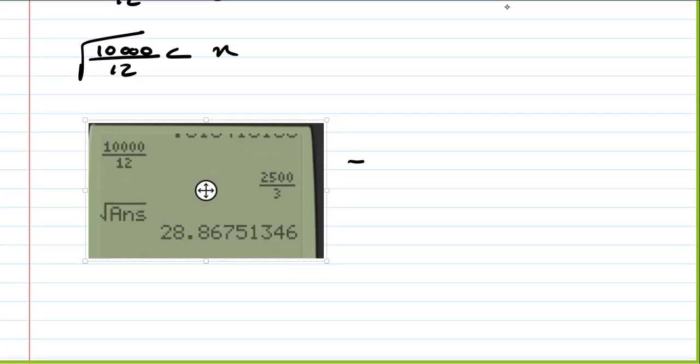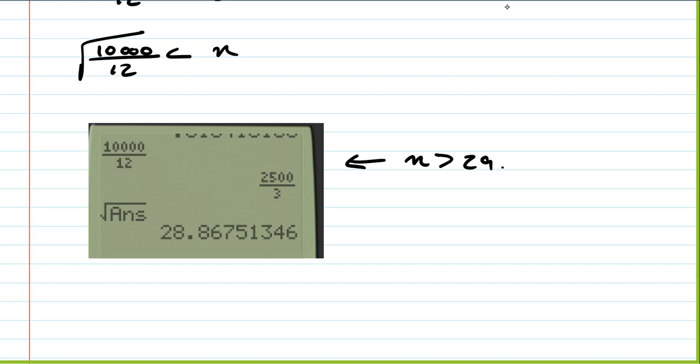So since n is discrete, n has to be greater than that value, because you can't have 0.8 of a rectangle. That doesn't make sense, right? So you'd always have to round up, the ceiling of whatever you get. So we would need 29 rectangles. So if we used n equals 29, we are guaranteed that our error in that approximation would be less than 0.001.